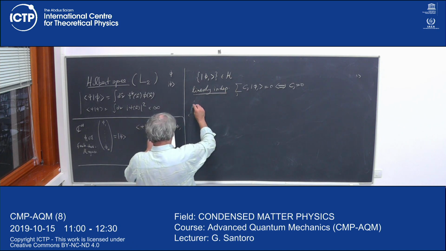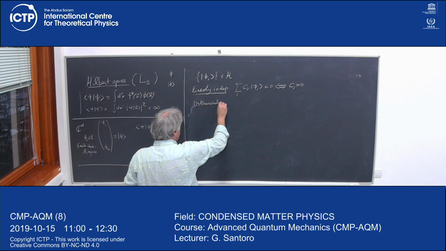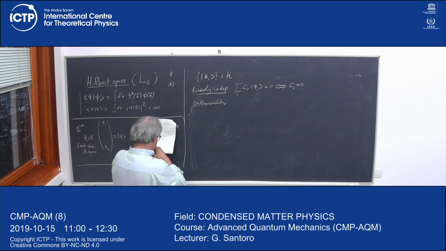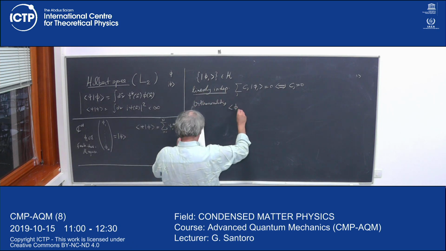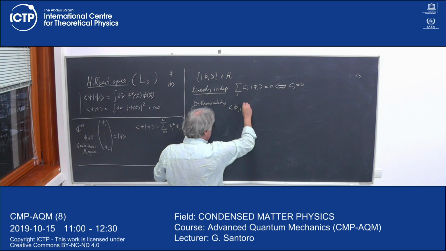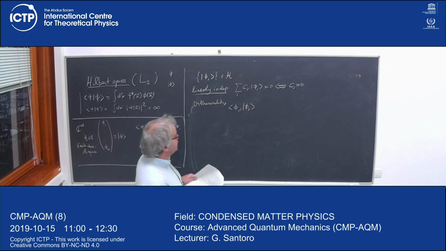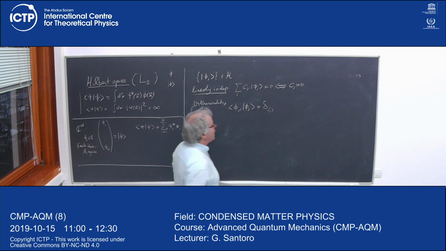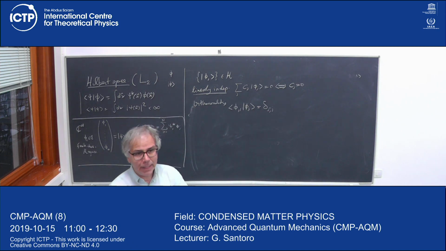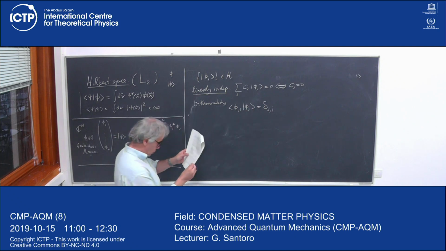The other important property is usually orthonormality. You say that the set is orthonormal if, taking two elements in the set, phi j prime and phi j, the scalar product is the delta of j prime j. Kronecker delta. So it is equal to 1 if I take the same element, 0 otherwise. This is an orthonormality condition.